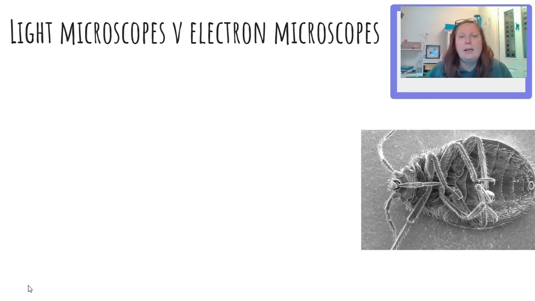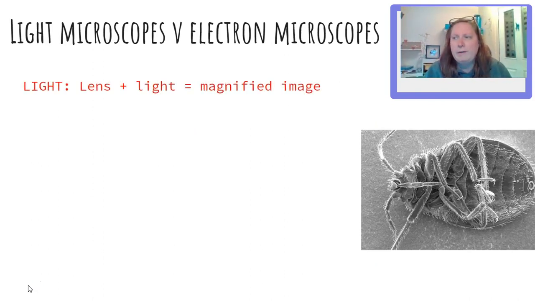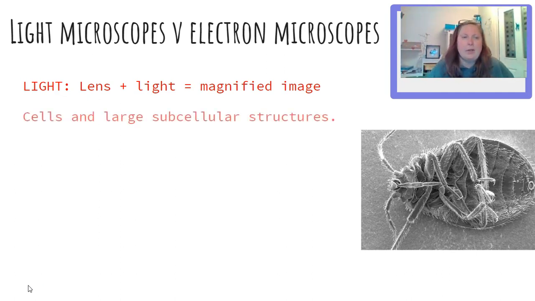So if we compare a light microscope with an electron microscope, light microscopes use light and lenses to form an image of a specimen and magnify it. Magnify means they make it look bigger than it really is. Light microscopes will allow us to see whole cells and large subcellular structures like the nucleus.